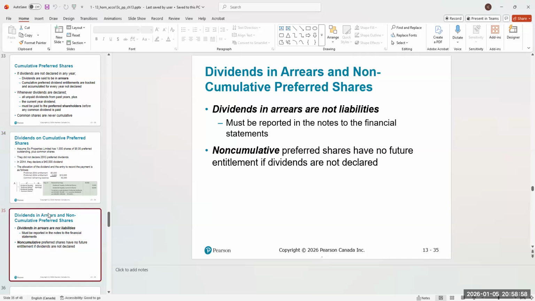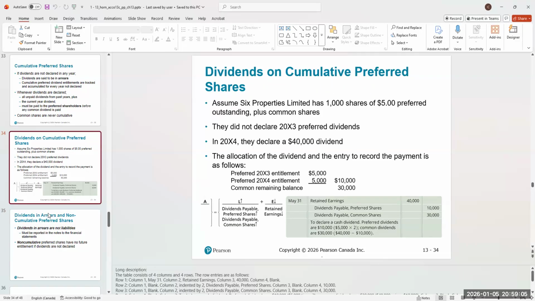So dividend in arrears is not a liability. Here in 2023, when we're not declaring the cash dividend to preferred shares, it doesn't create a liability. Remember, the liability is created on the date of the declaration. Yes, we owe them $5,000 for dividend for 2023, but that's not a liability. So what shall we do? We're going to show it as a note in the notes to financial statements.